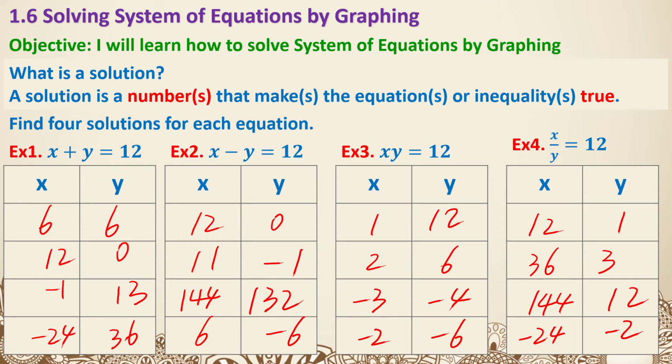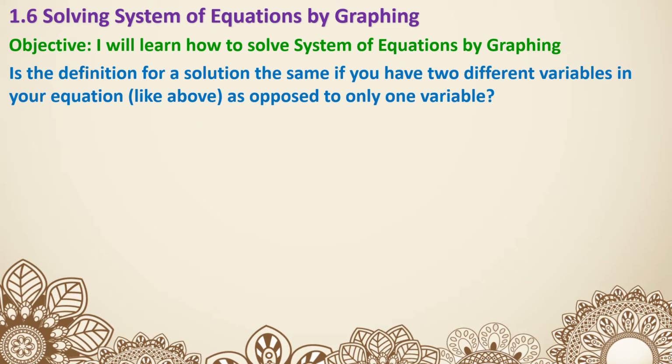So is the definition for a solution the same if you have two different variables in your equation, as opposed to only one variable? Well, the definition for solution is numbers that make the equation true. And we were basically just picking out two numbers that make the equation true. So yes, it's still the same. I have a typo, it should actually say yes, still the same. The definition did not change.